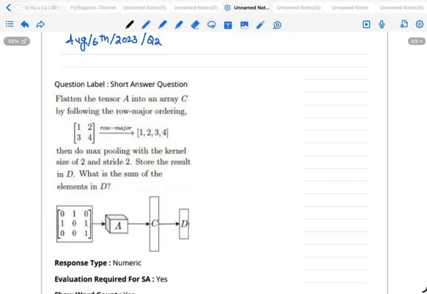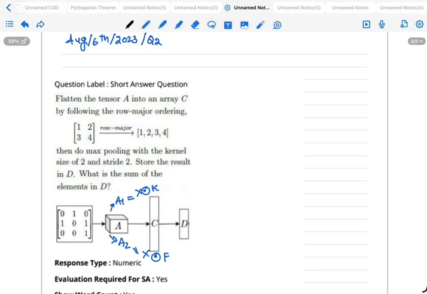Friends, the previous question extension: flatten the tensor. A1 and A2. So A1 equals x convolution operation with filter K, and A2 equals x convolution operation with filter F.